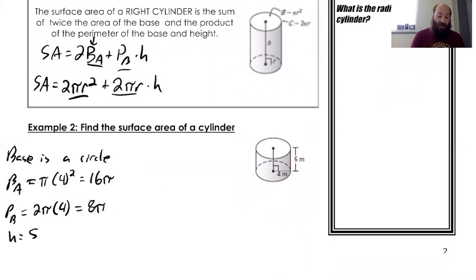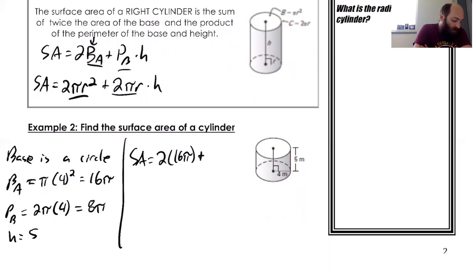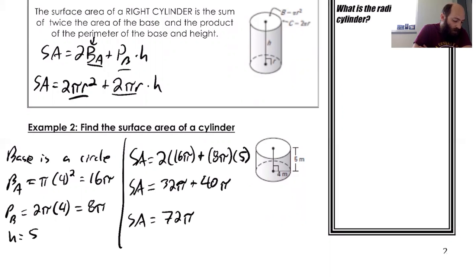So now I have everything I need to put into my formula. So surface area is equal to 2 times 16 pi. That's 2 times area of the base, plus the perimeter of the base, 8 pi, times the height, 5. So I get 32 pi plus 40 pi. Put those together and I get 72 pi.